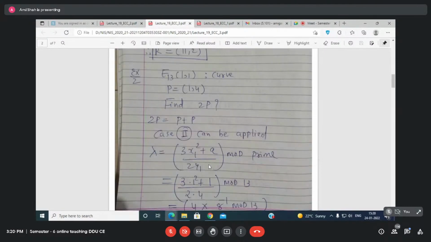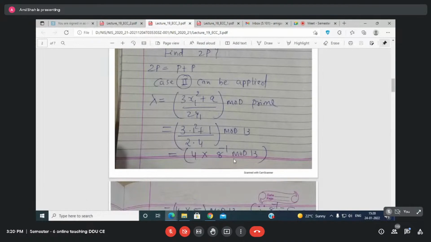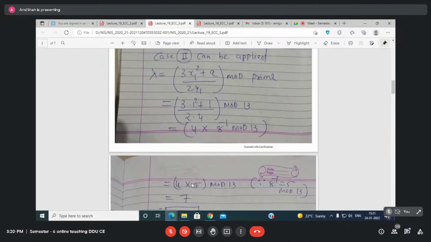So I have to use this formula. I am putting x1 as 1 and y1 as 4. Now I am calculating it. Here 8 inverse mod 13, so I am getting 5 as the answer. So finally the lambda that I am getting is 7. In this way I will calculate the lambda value.